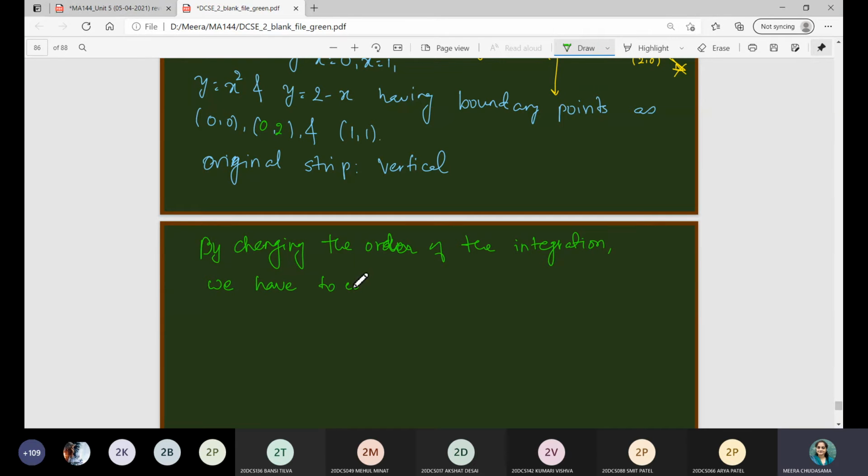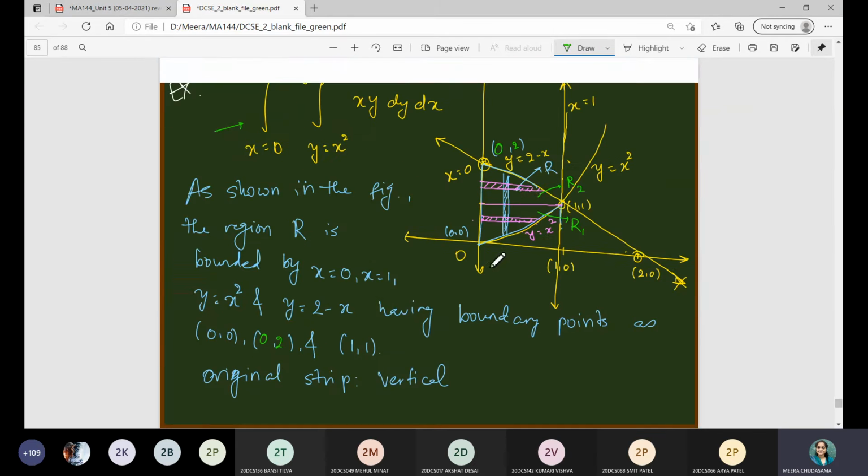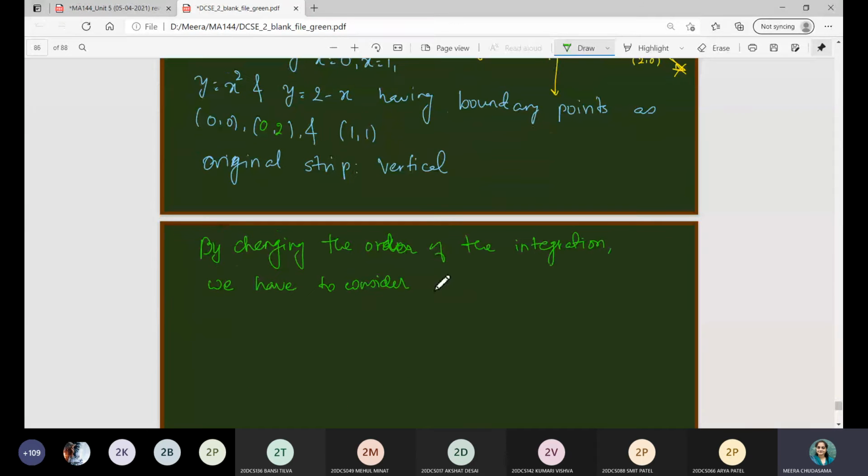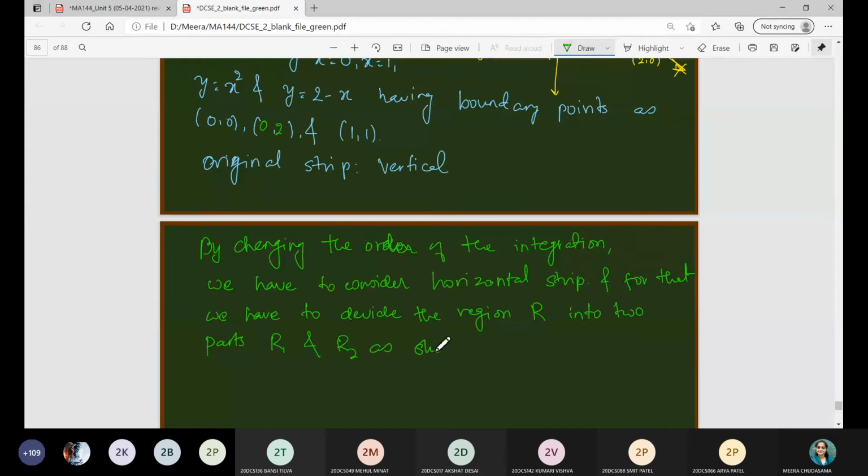We have to consider which strip? Horizontal strip, right? And for that we have to divide the region R into two parts, R1 and R2, as shown in the figure, right?